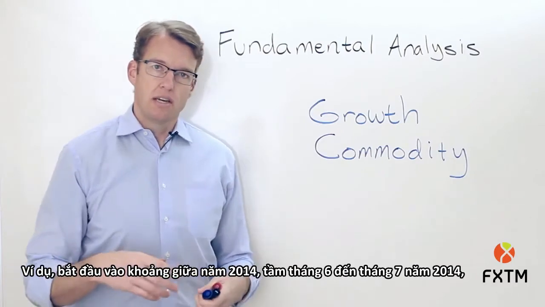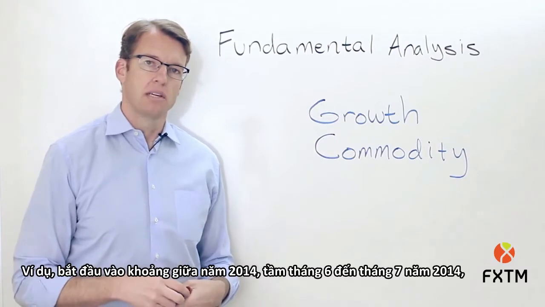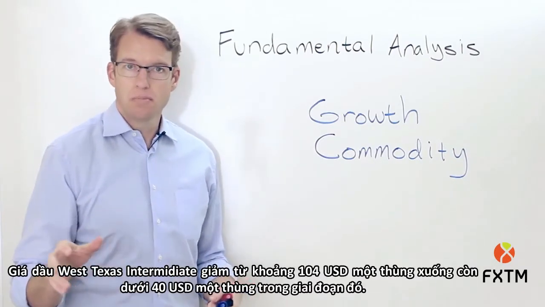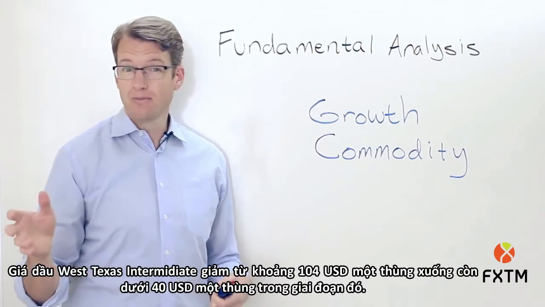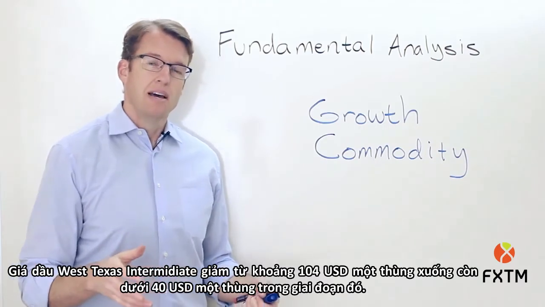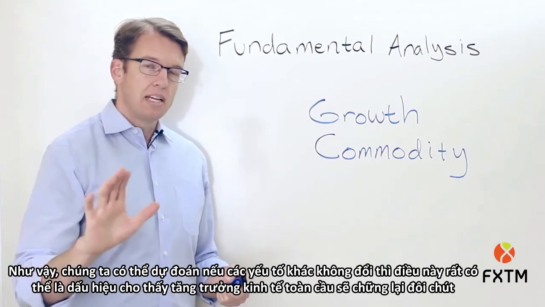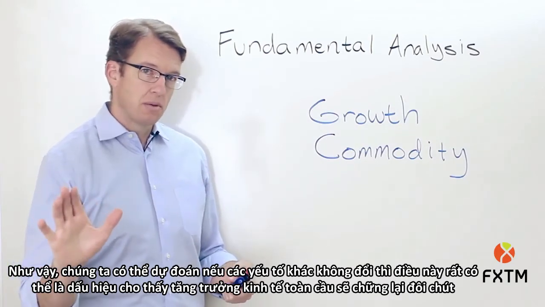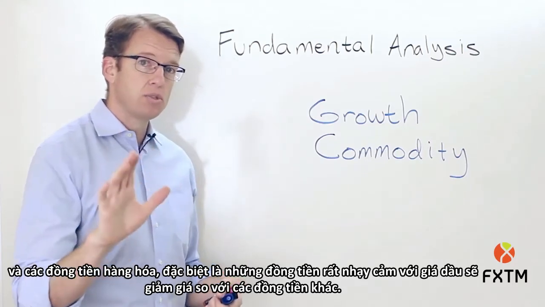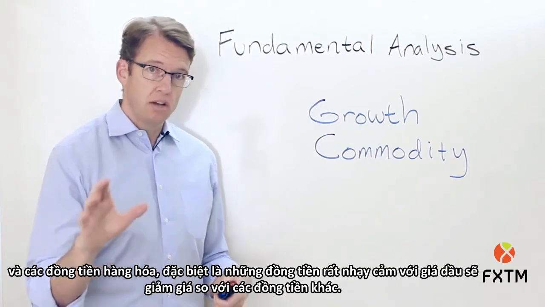For instance, starting at about the middle of 2014, so June, July 2014, oil prices really started to come down globally. West Texas Intermediate prices, for example, went from about $104 per barrel to less than $40 per barrel during that period. So again, if everything else is held equal, that probably indicates that economic growth is slowing down a little bit globally, and that commodity currencies, especially those very sensitive to the price of oil, should be devaluing against other currencies.